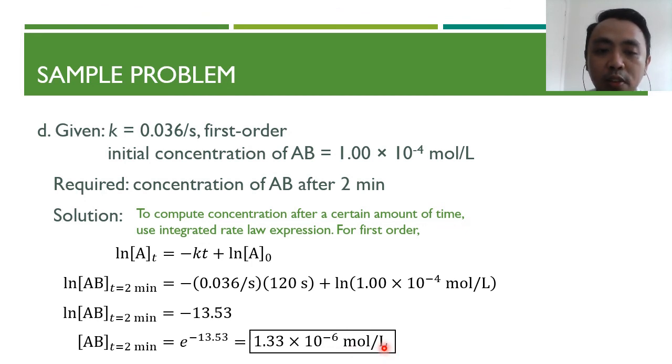Notice here that the concentration after 2 minutes has the unit same as the initial concentration. And notice further that the value of the concentration after 2 minutes is smaller than the initial concentration, which is exactly what we expect since AB is a reactant, and as time goes by, AB is being consumed, therefore its amount will decrease as the reaction is happening.